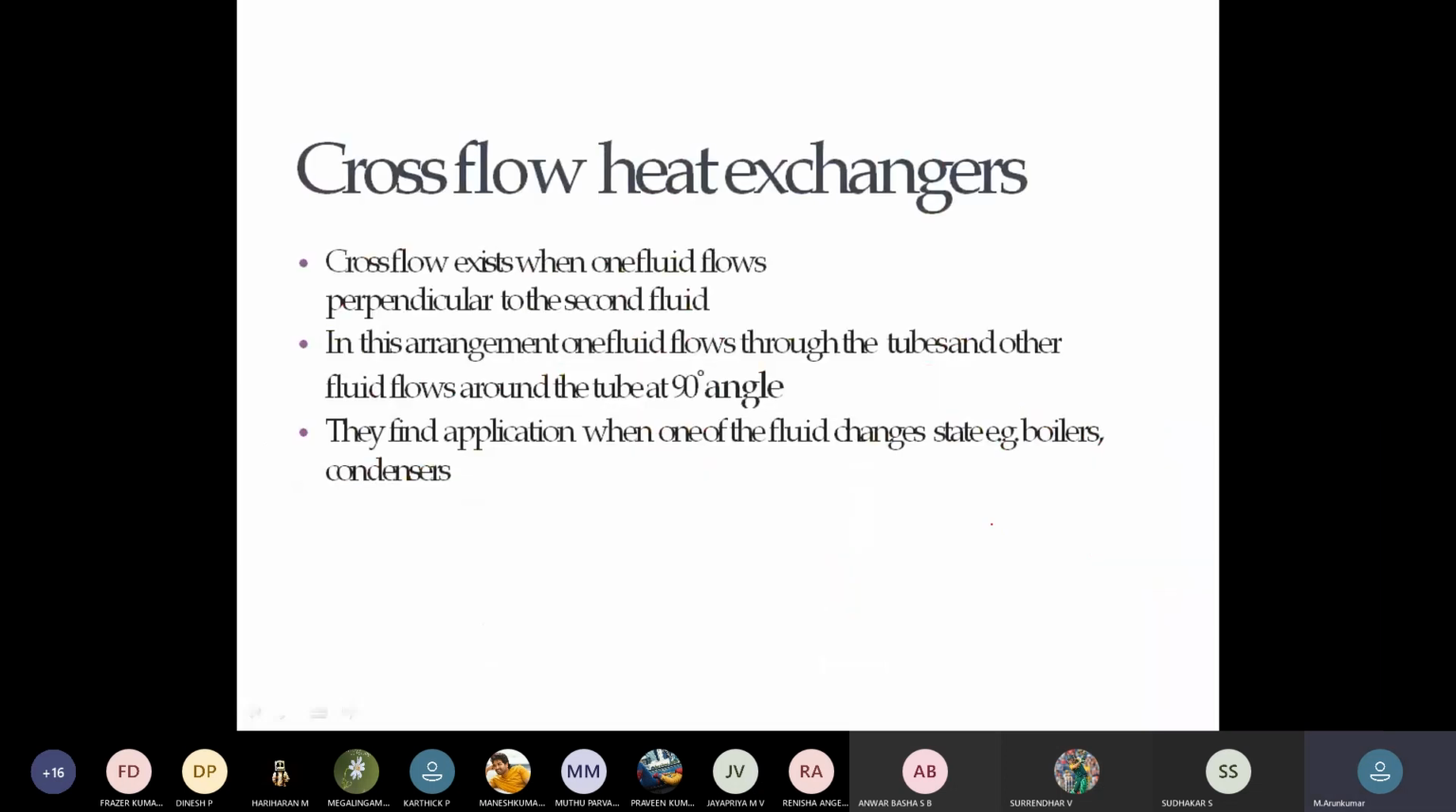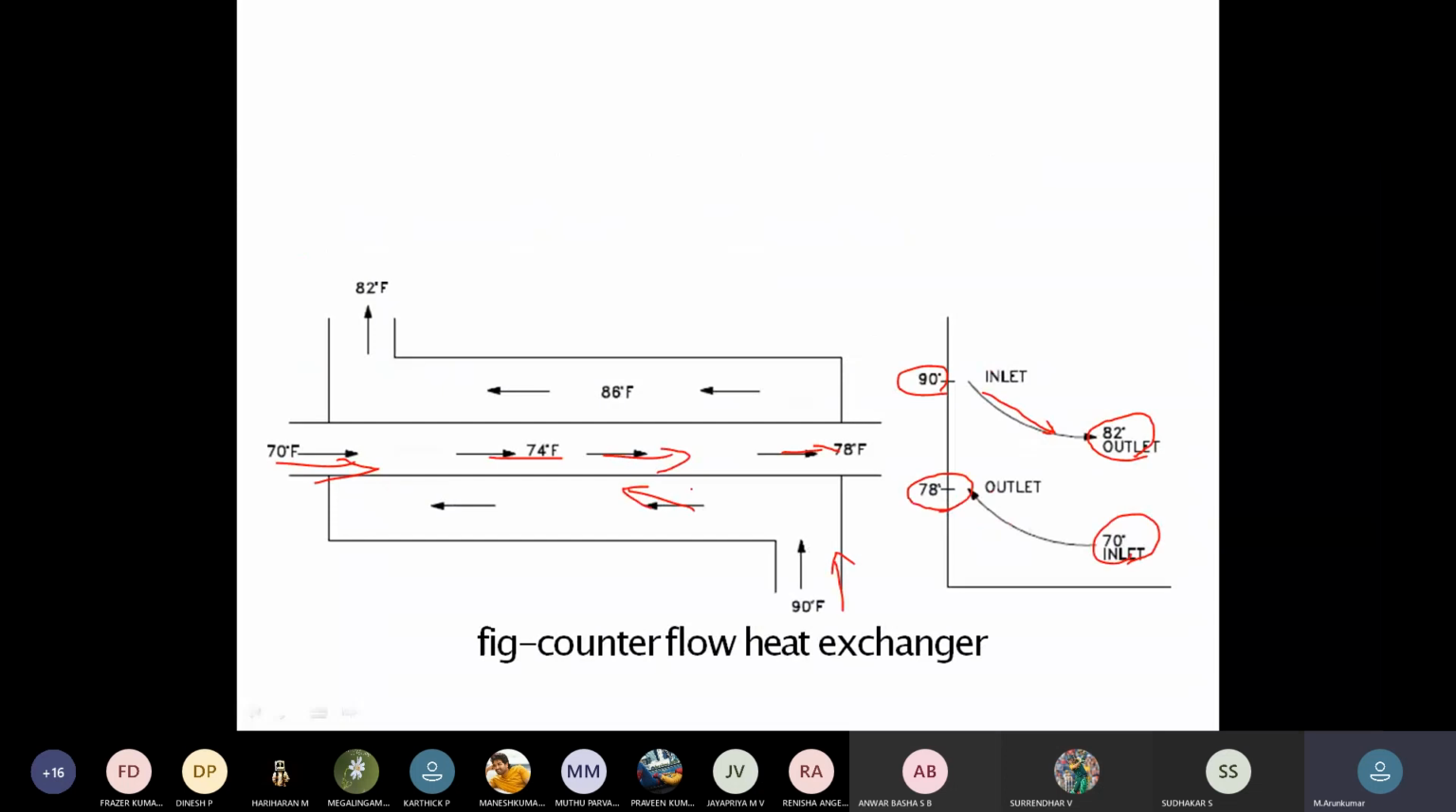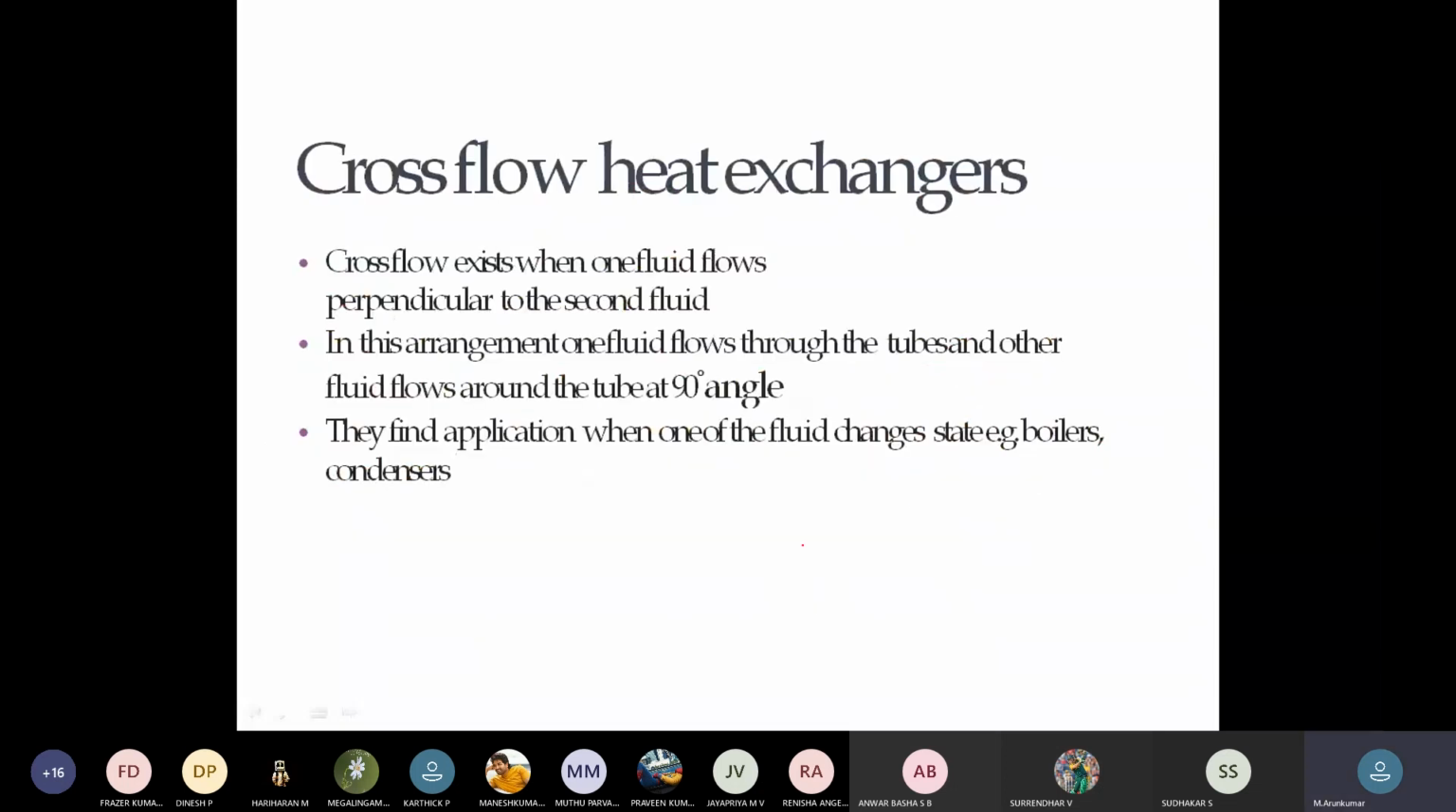So the cross flow exists when one fluid flows perpendicular to the second fluid. In this arrangement, one fluid flows through the tubes and the other fluid flows around the tubes at a 90-degree angle. You can refer to this. So this is another type.